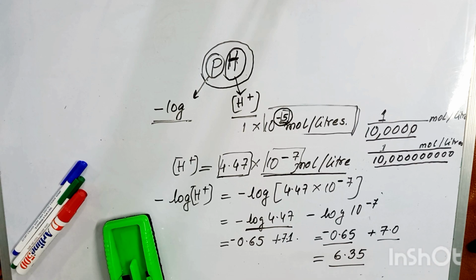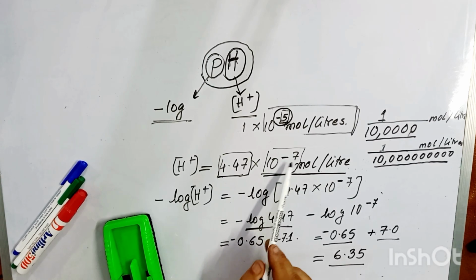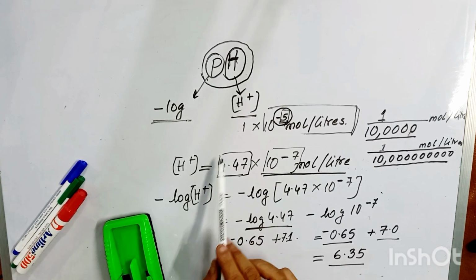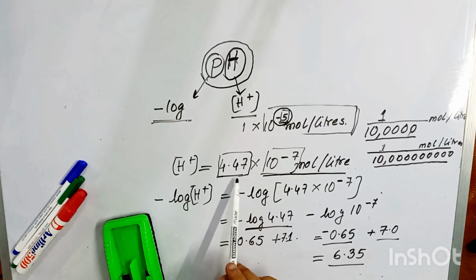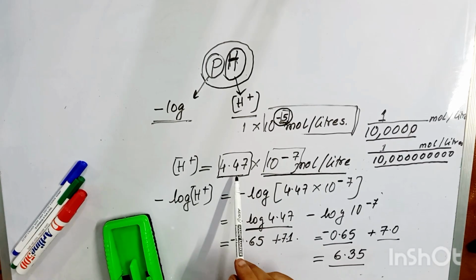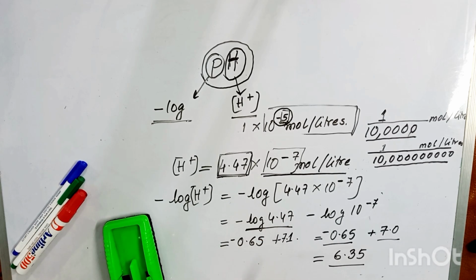So here we see that a little increase of hydrogen ion concentration from 1 into 10 to the power minus 7 to 4.47 into 10 to the power minus 7, a factor of 4.47, is the factor by which the hydrogen ion concentration has increased, and the pH has been lowered to 6.35. And this is how we interpret the values of pH.